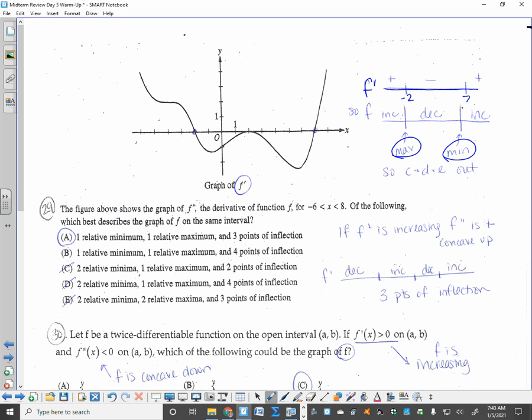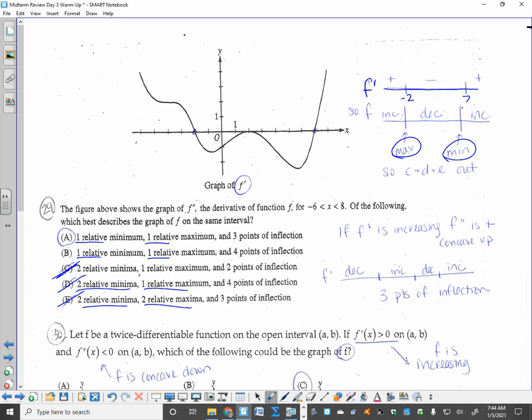So C, D, and E are out. C says 2 relative mins, 1 max, no. 2 and 1, no. 2 and 2, no. 1 and 1, yes. 1 and 1, yes. Okay, so 1 max, 1 min. So now we've got to go based on points of inflection.